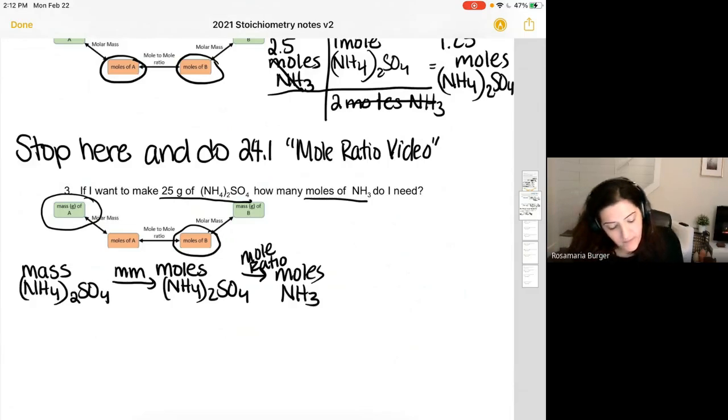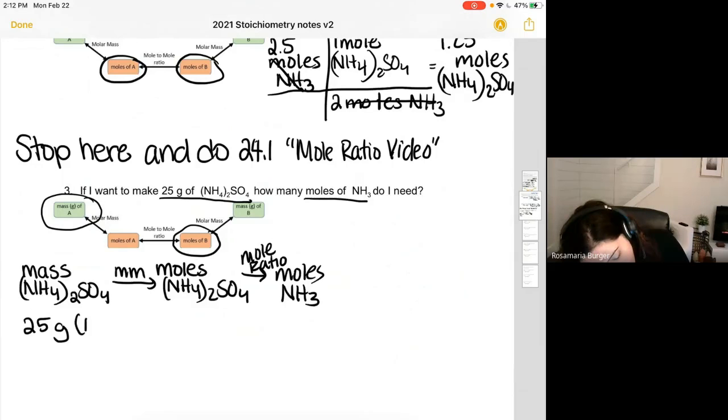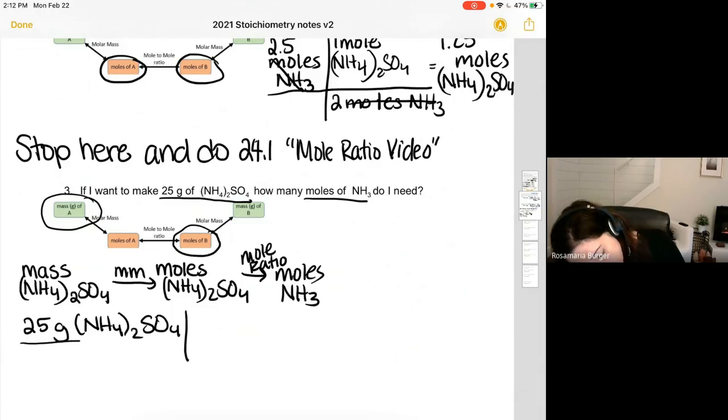Okay. So what I like for you guys to do when you're working on these problems is to circle your beginning and your end point. And that's going to inform the number of steps that you're going to do. So I'm going to start with 25 grams of NH4 2SO4. And I have to use its molar mass to get me the number of moles.